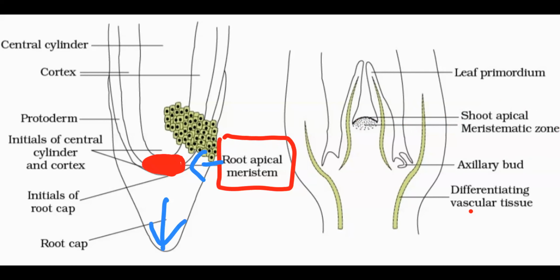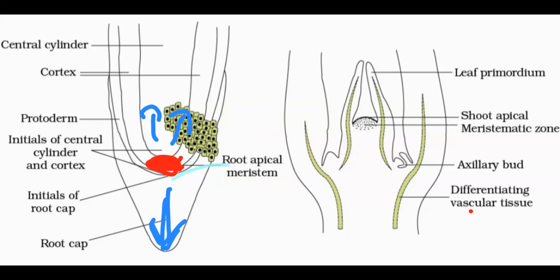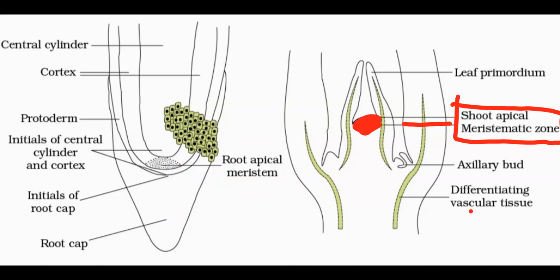Normally it remains covered with the root cap. This portion remains protected by the root cap. And it is this tissue which keeps producing the new cells over here and keeps elongating the root. On the other hand, we have a shoot meristem. Shoot apical meristem. It is responsible for elongation of shoot.